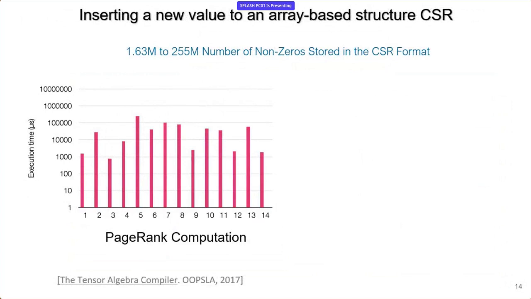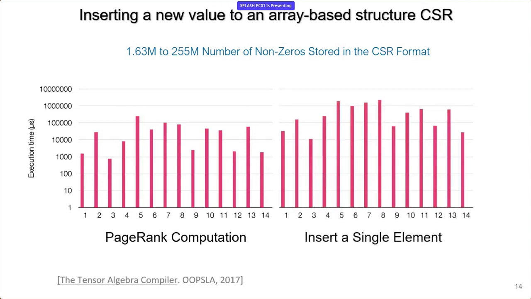Let's look at doing something like a page rank computation. What I'm showing here is page rank on a bunch of very large graphs that have from 1.6 million to 255 million non-zeros. This is also in a log scale, so there's a big difference here. In our previous work, we showed that we can automatically generate this code. It's great. The data is represented using CSR, and we get really good performance on this very large page rank.